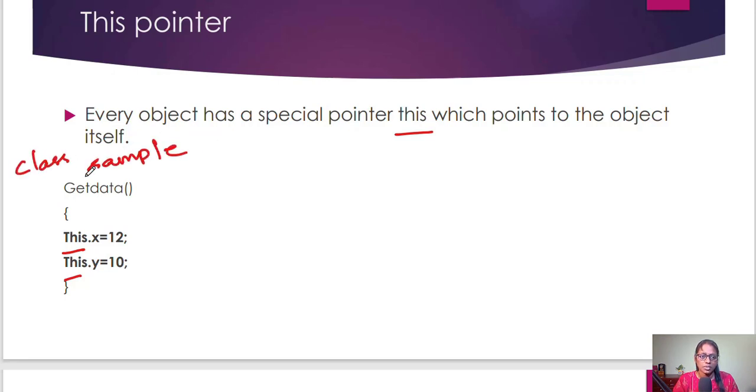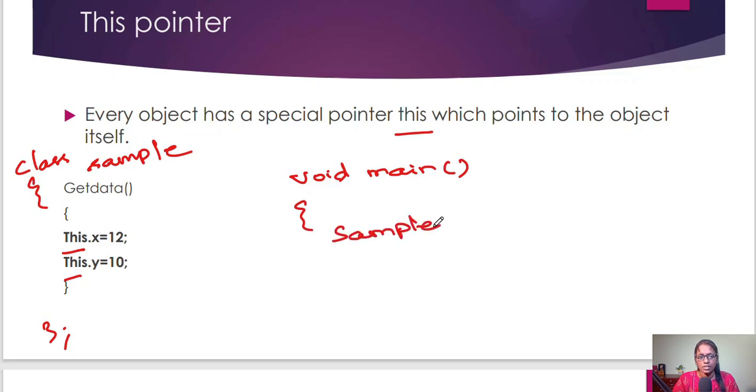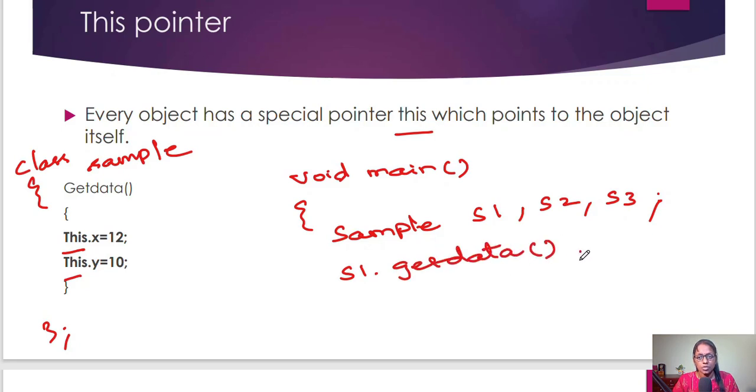Class sample is a class where I am defining this getData. So I am in the main function, creating some objects. In the main function, I am creating an object for this class sample, S1, and then I am creating S2, then S3. Now I want to use getData: S1 dot getData, S2 dot getData and S3 dot getData.